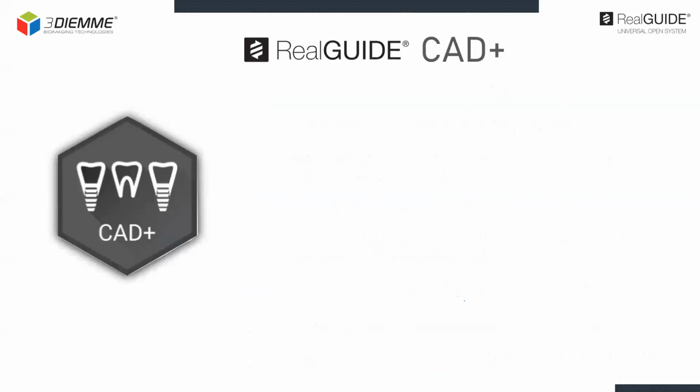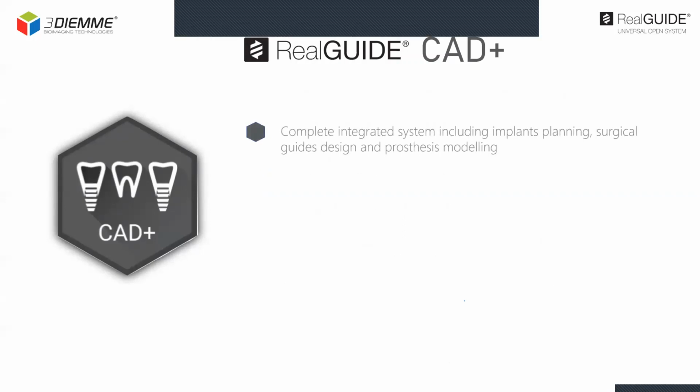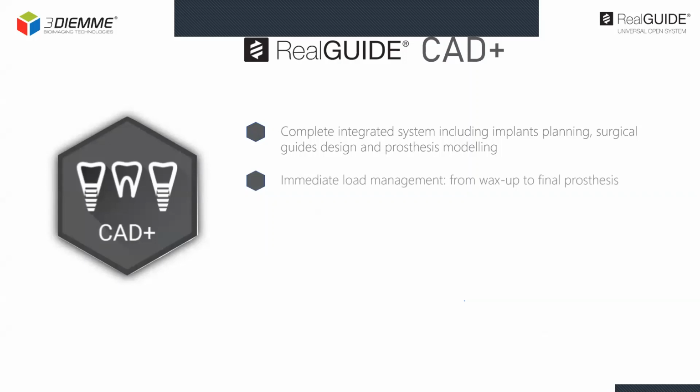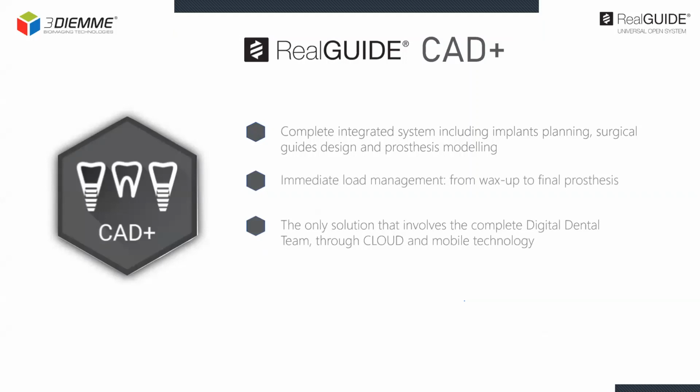Finally, the complete RealGUIDE CAD Plus module, which actually includes two software, both implant and prosthetic planning, includes all the previous modules in a single solution with the following features. Complete integrated system, including implant planning, surgical guide design, and prosthetic modeling. Immediate load management from wax-up to final prosthesis. And it's the only solution that involves the complete digital dental team through cloud and mobile technology.